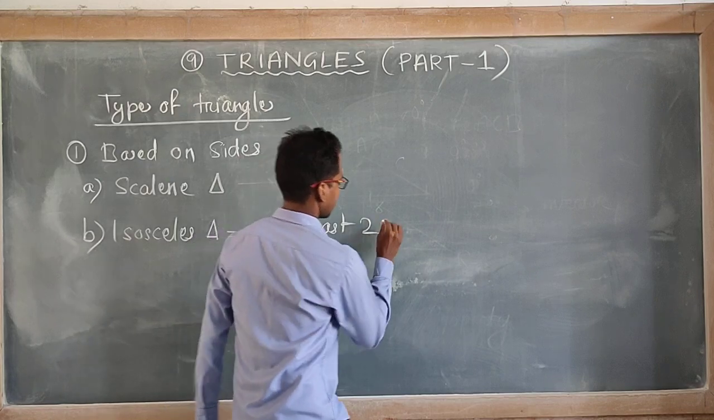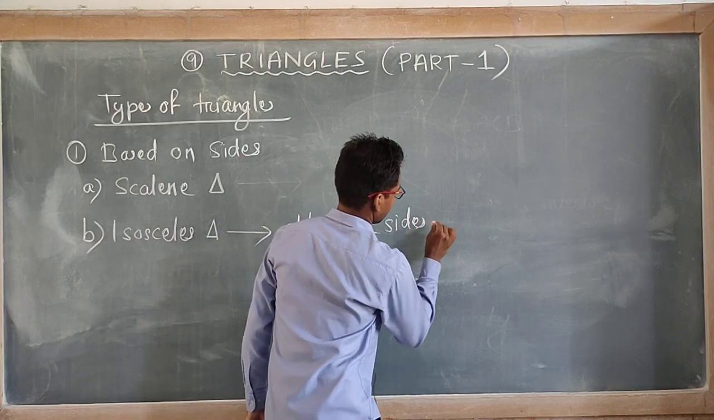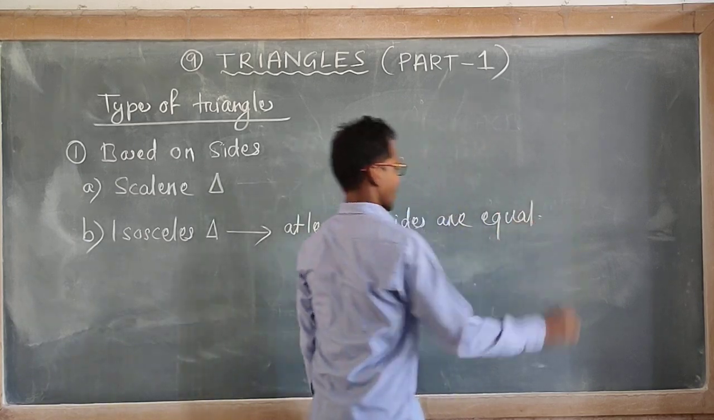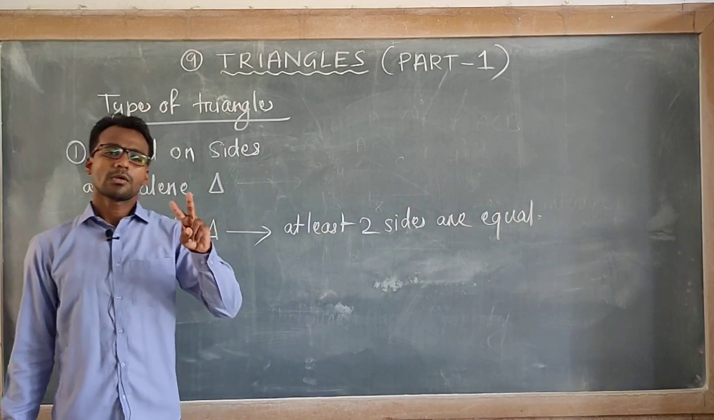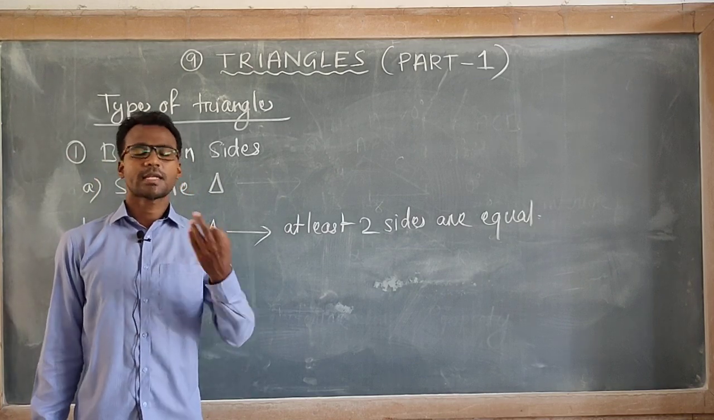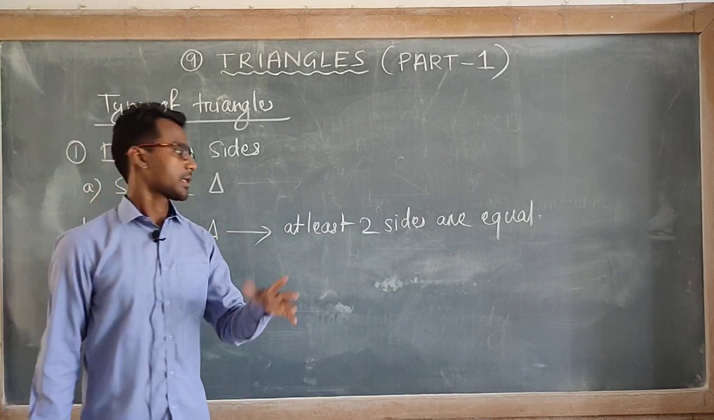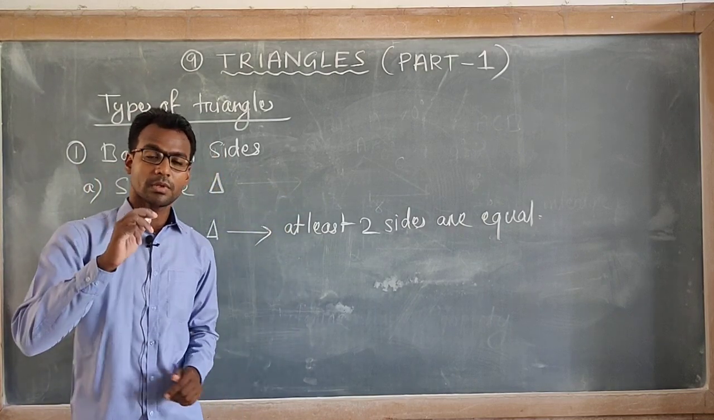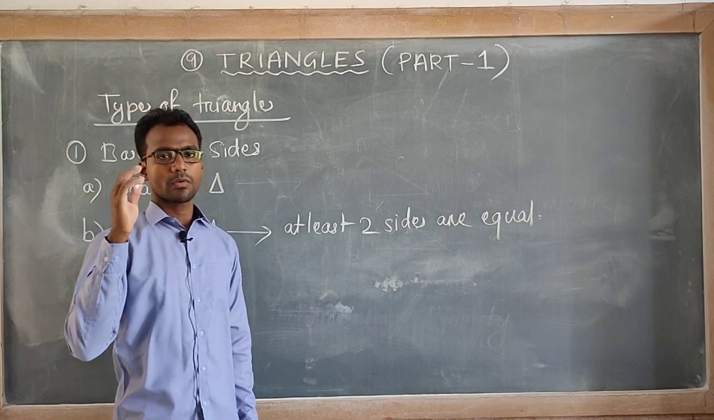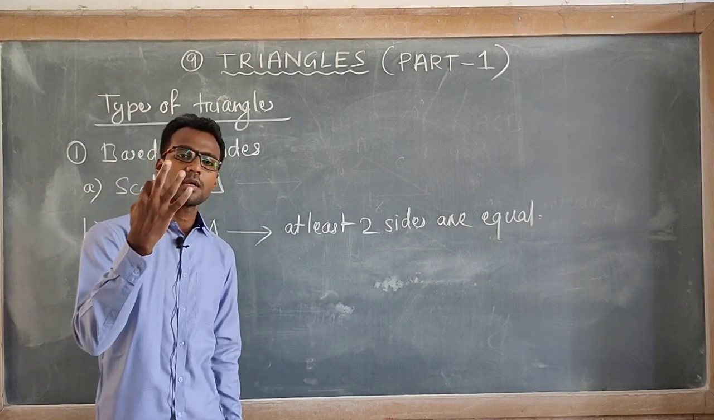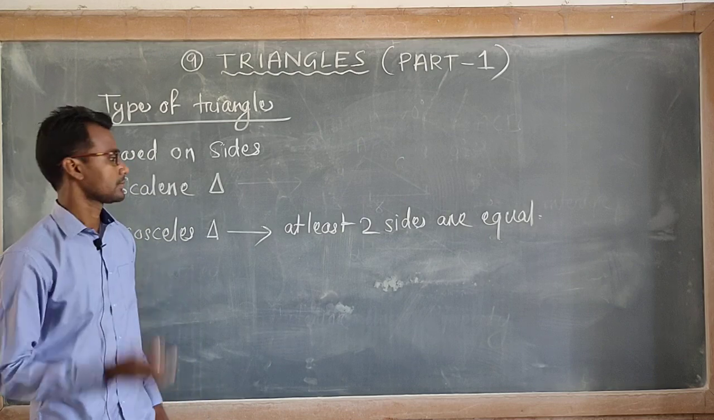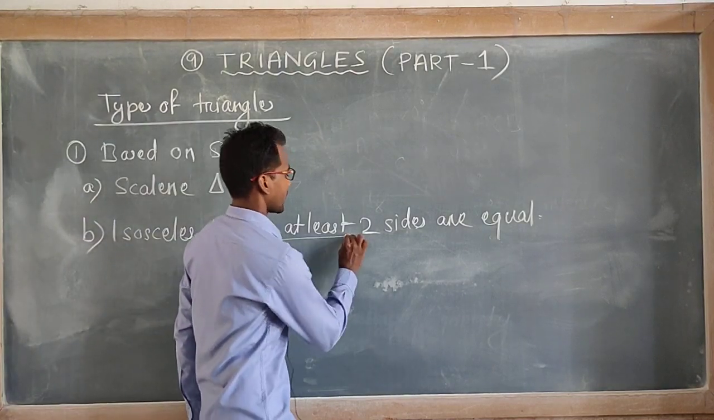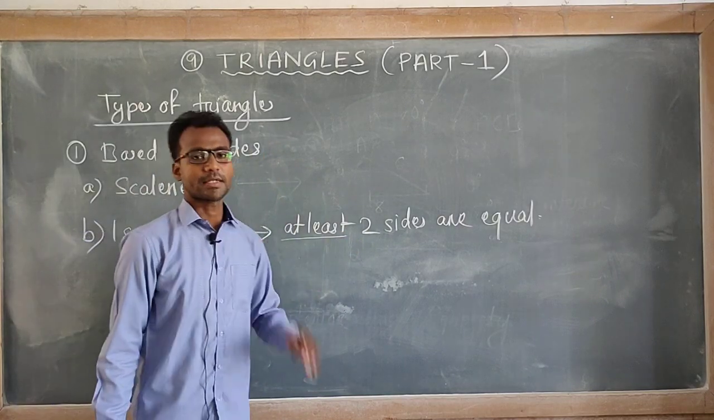At least two sides are equal. That means two sides can be equal, three sides can also be equal. If two sides are equal, then it is an isosceles triangle. If three sides are equal, then also it is an isosceles triangle. But we give a different name, a special name to the isosceles triangle having three sides equal. So remember, an isosceles triangle is a triangle in which at least two sides are equal. Don't forget this one.